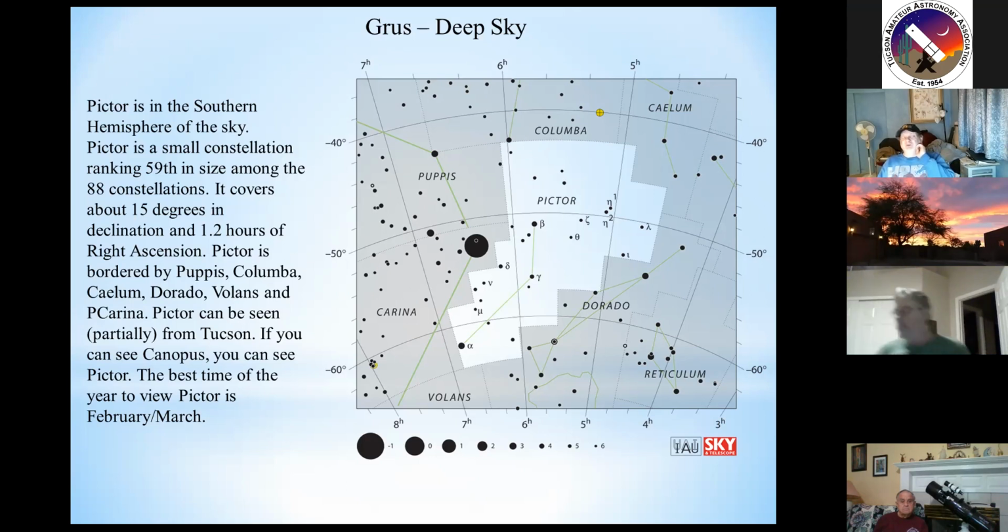Basically, if you can see the bright star Canopus, which is that giant black dot in the middle of the picture there, then you can see Pictor, or at least half of Pictor. And it's an easy way to find Pictor if you're ever in the southern hemisphere. Find Canopus, and Pictor is right next to it. And the best time to see Pictor is like February and March.